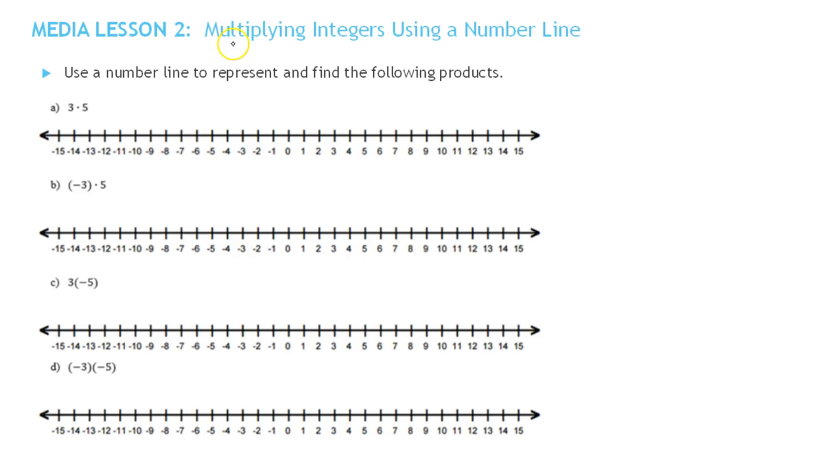In this example, we're going to multiply integers using a number line. So we've already multiplied integers using chips, and now we're going to also use a number line, so we have more than one way to visualize these processes and so we can connect them.